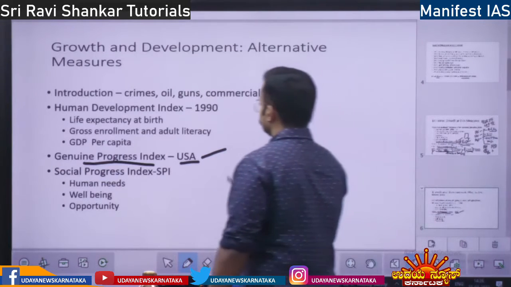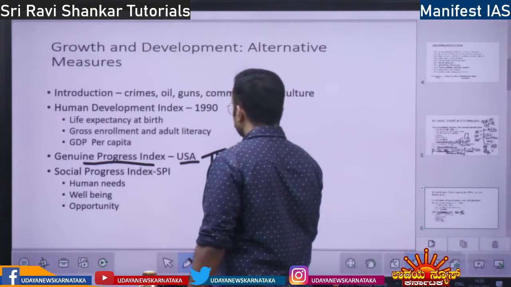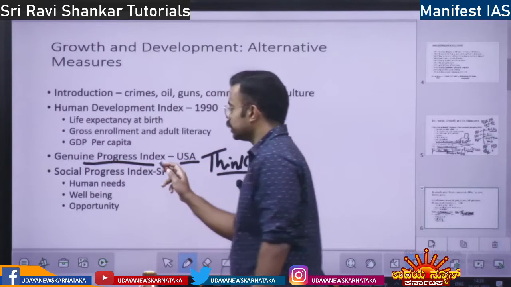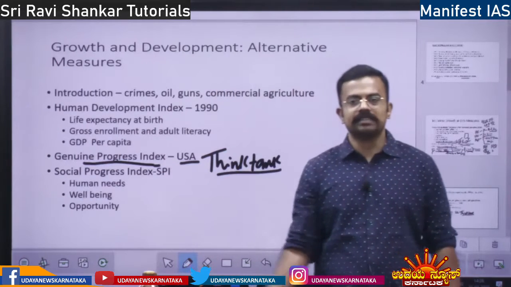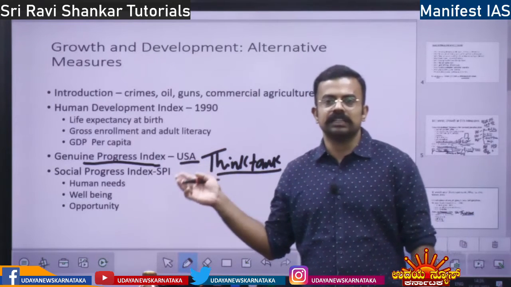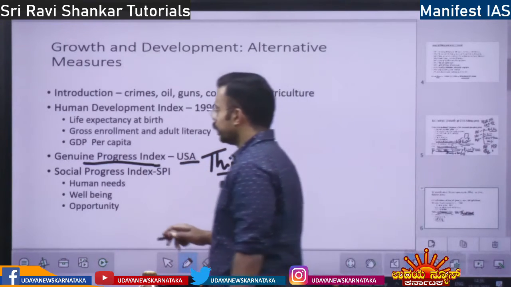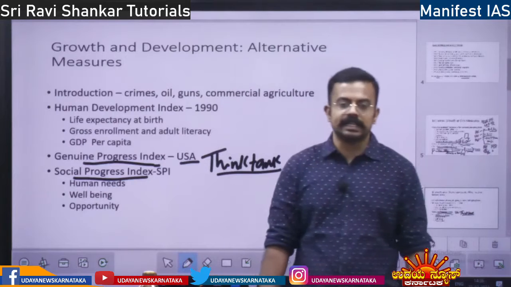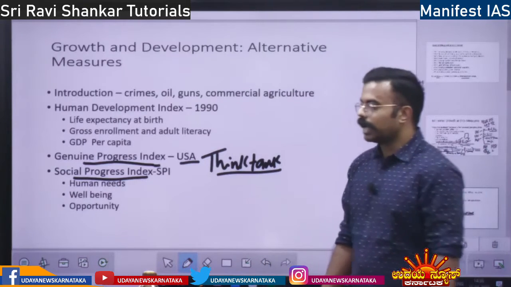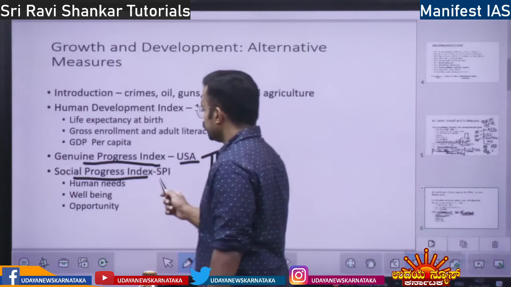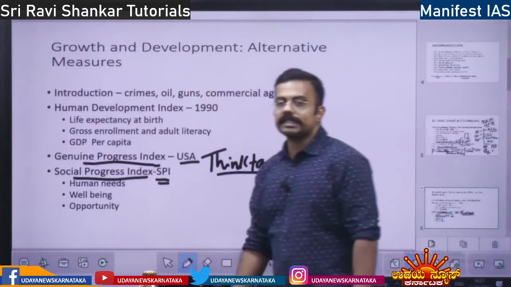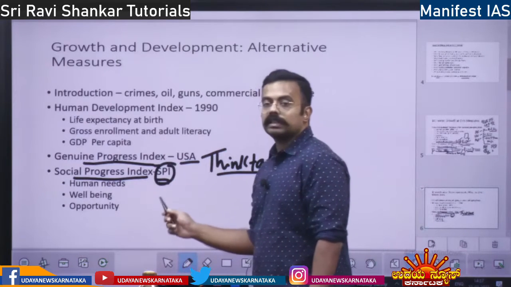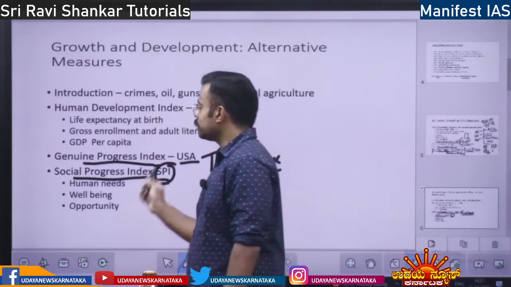One think tank is there. Not exactly the USA government. There is a think tank. Think tank, just like our Niti Aayog, some organization in USA gives the Genuine Progress Index. It is based on health, education, wealth, all those things. Next we have the Social Progress Index. So the Social Progress Index shows how socially advanced we are. That is given by the Social Progress Imperative. Social Progress Imperative is an organization in Europe that gives the Social Progress Index.